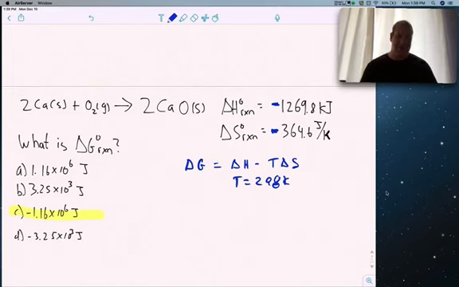The answer is C. So the way you would do this is plug in delta H, minus 1269.8 times 10 to the third, minus 364.6 times 298. That should give you that answer there.